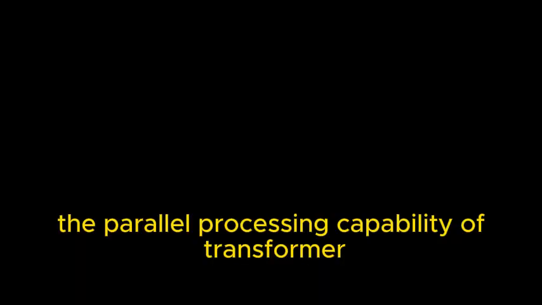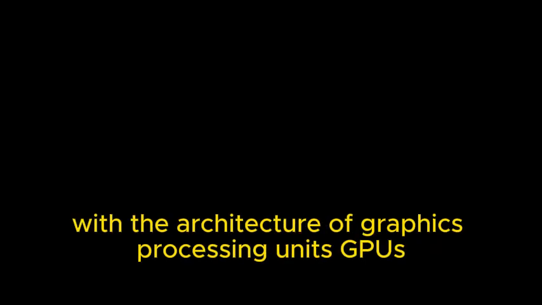The parallel processing capability of transformer models fits perfectly with the architecture of graphics processing units (GPUs), which are designed to handle multiple computations simultaneously. Therefore, GPUs are ideal for training and running these transformer models because of their high parallelism and computational power. This advance allowed data scientists to train models on much larger data sets, paving the way for developing LLMs.